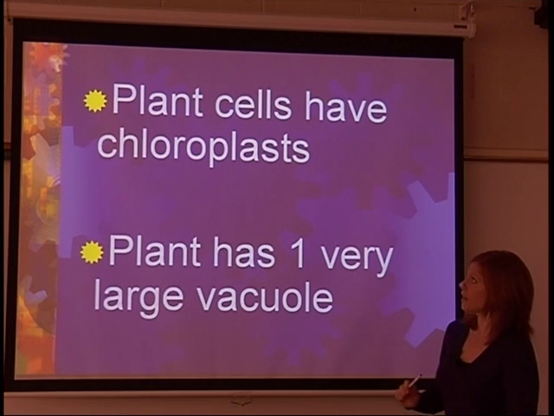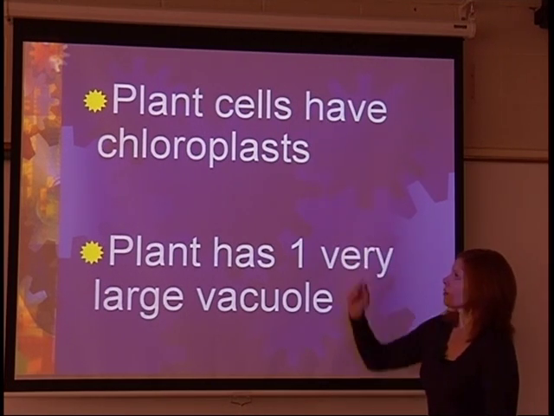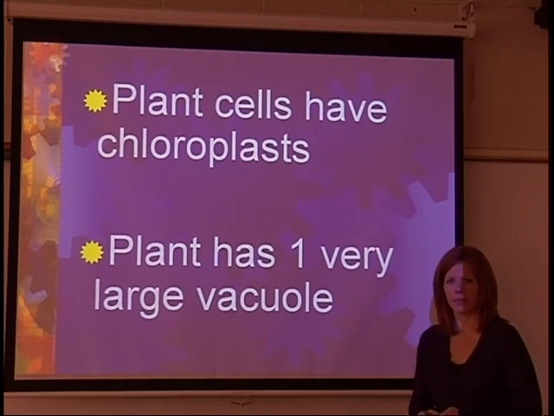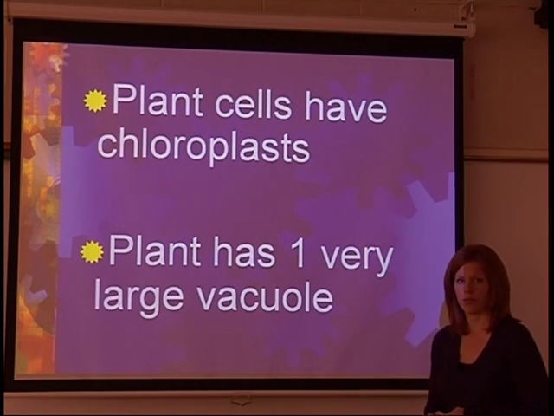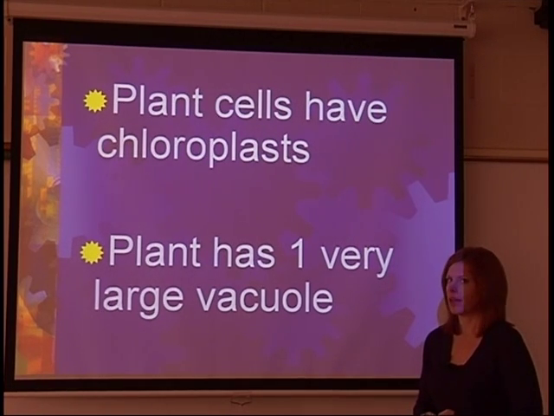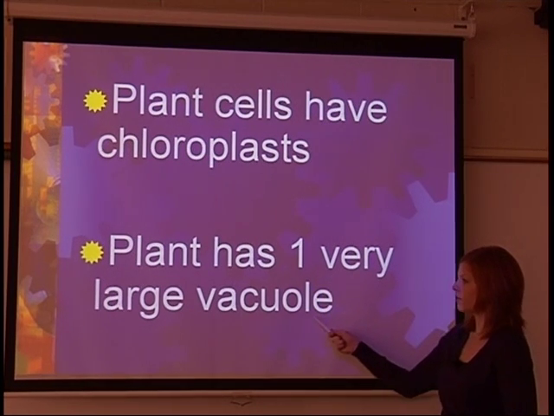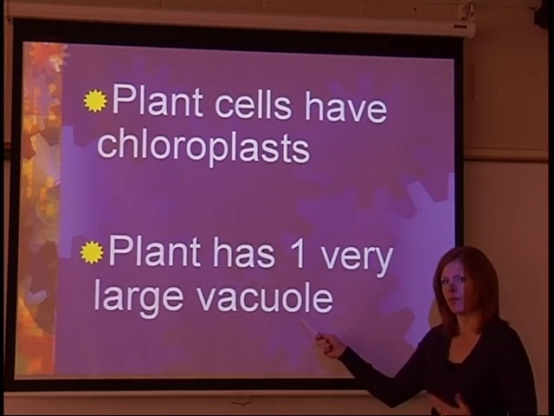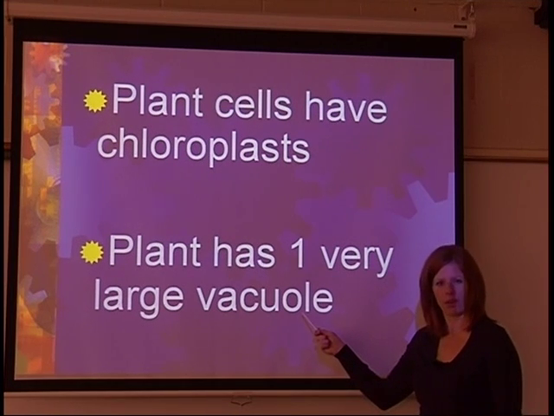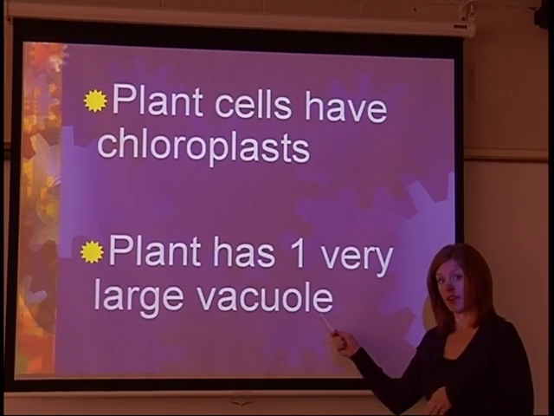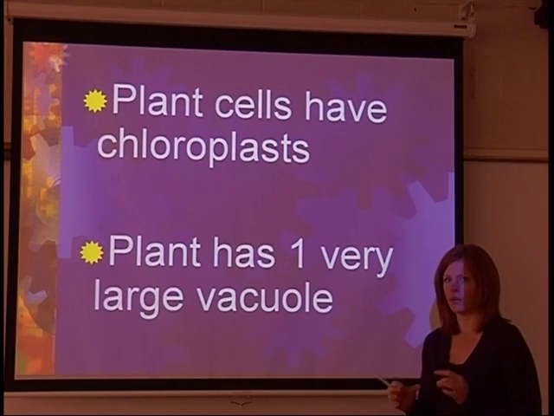Plants have a structure inside them called a chloroplast. A chloroplast is where photosynthesis takes place in the cell, and it also stores the green pigment chlorophyll. Animals do not have this. Plants have one very large vacuole inside of them, which will hold water and store other materials as well. Animals have vacuoles, but they have many little ones.